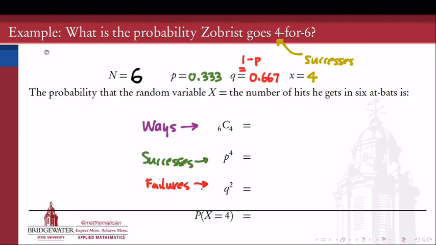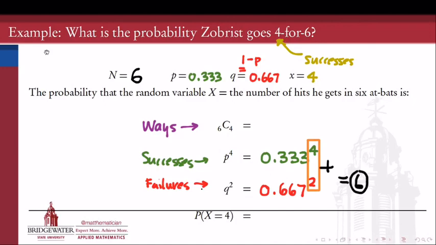First of all, the contributions from successes and failures are relatively straightforward. The success contribution is just p to the power 4, and since p is .333, that's .333 raised to the 4th. Likewise for the failures, that's q to the power 2, .667 to the power 2. By the way, a quick check on yourself is that these 2 exponents should always add together to give you the total number of trials that you're doing. Right? So in order to succeed 4 times in this example, he has to fail twice. In order to get 4 hits, he has to have 2 at-bats where he doesn't get hits.